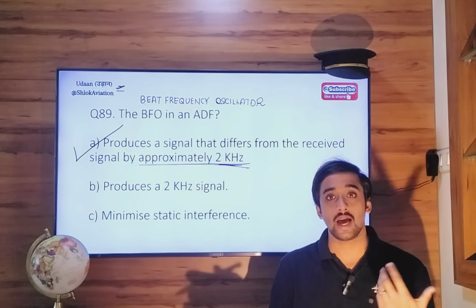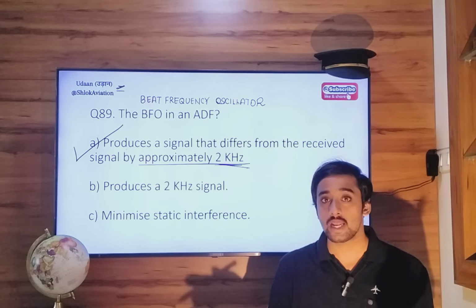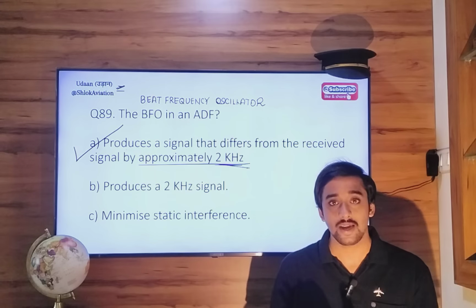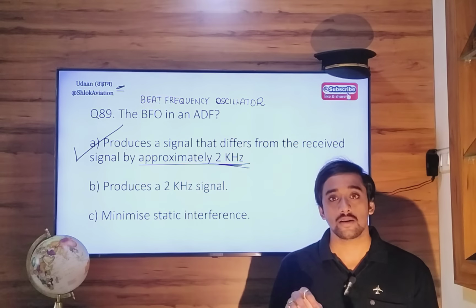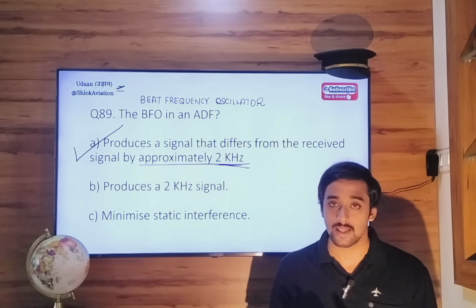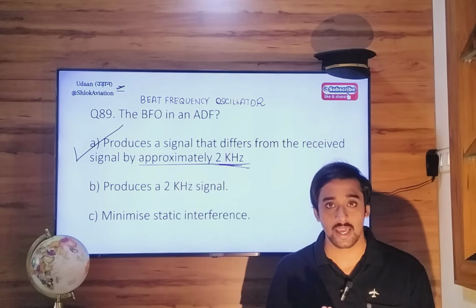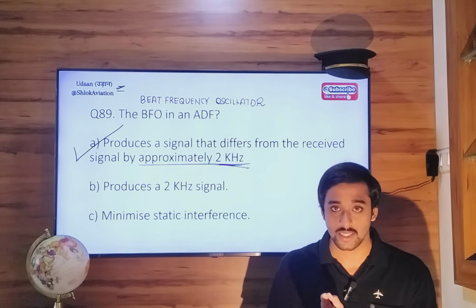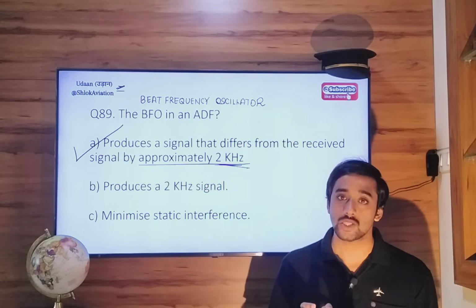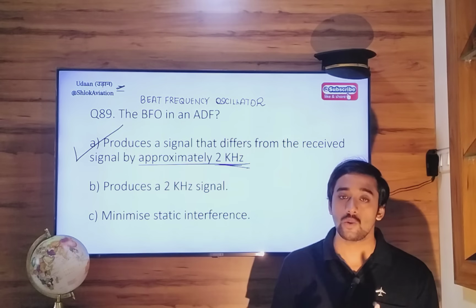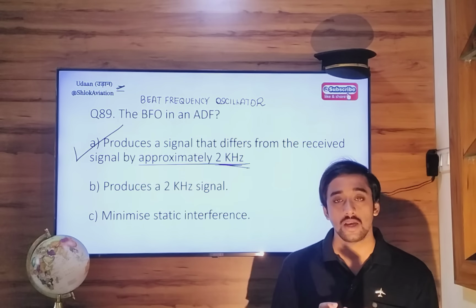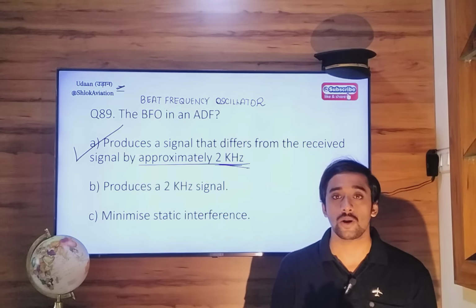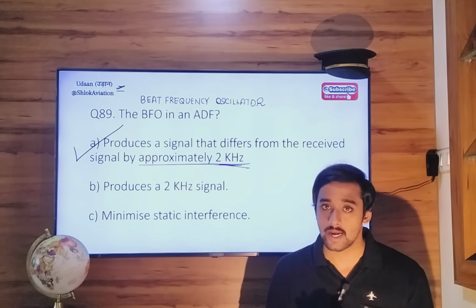But the main job, they can ask you in this SPL Viva or ATPL Viva, what is the main job of the beat frequency oscillator? So the main job of it is to enable us to hear the identification of the NDB signal, because the main carrier wave of the ADF does not enable us to hear the identification signal. So the beat frequency oscillator produces a new audio tone in addition to the main carrier wave that we already have. Okay, and this audio tone is useful for tuning and identification.